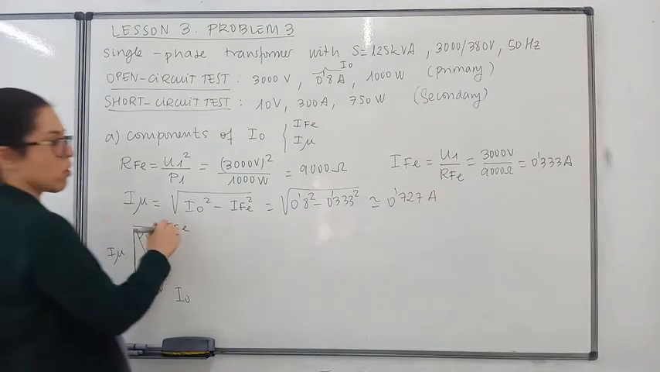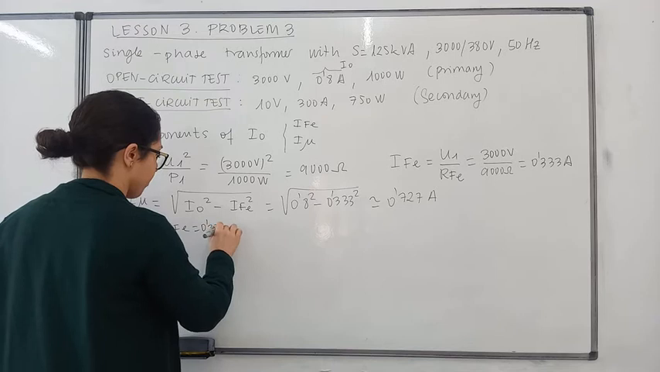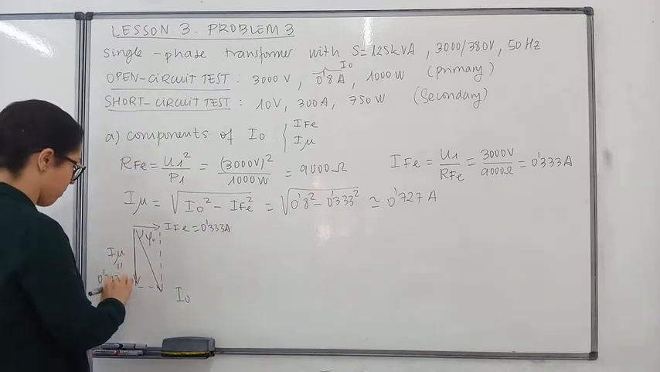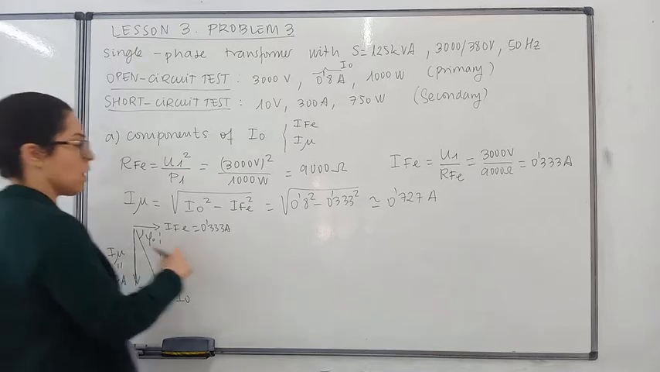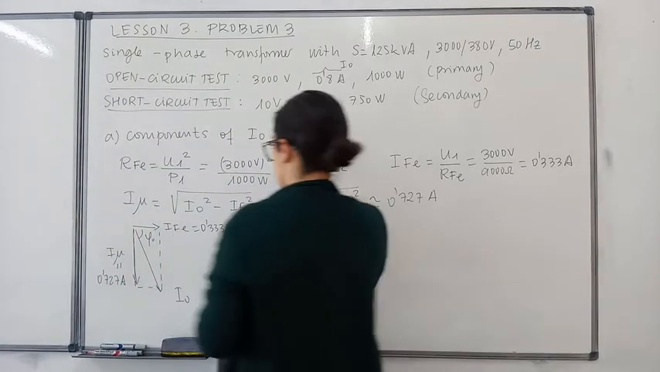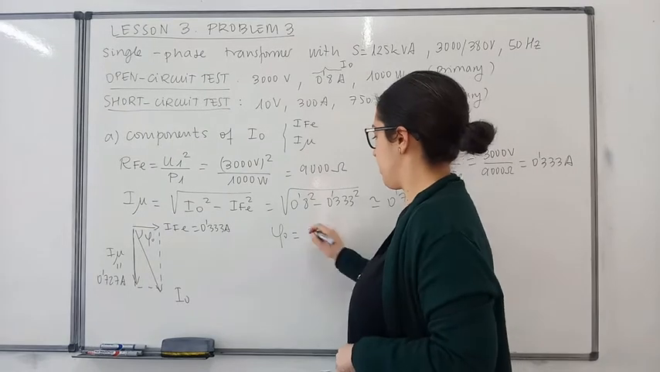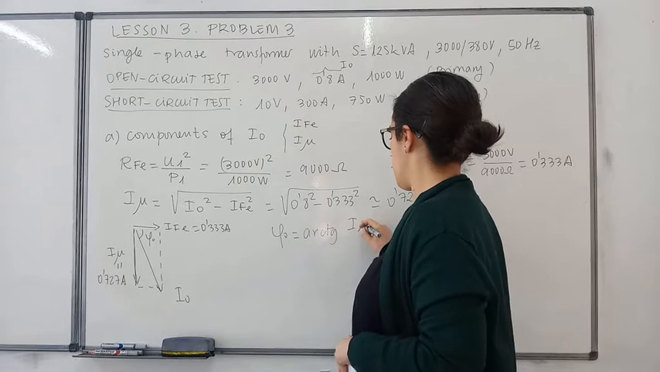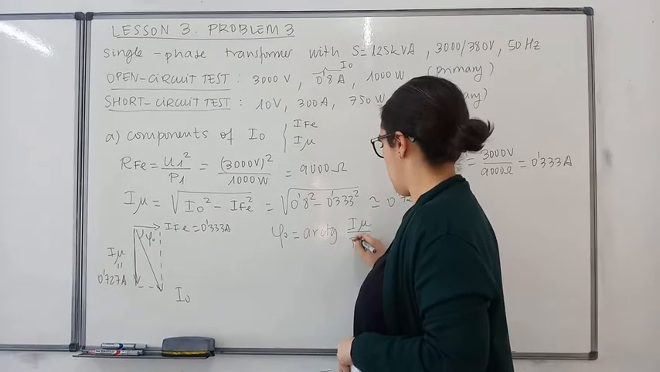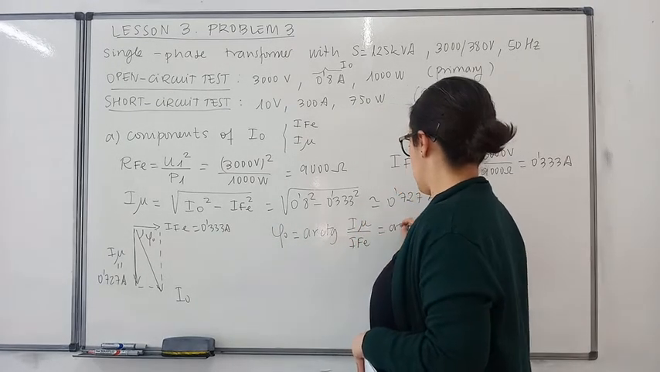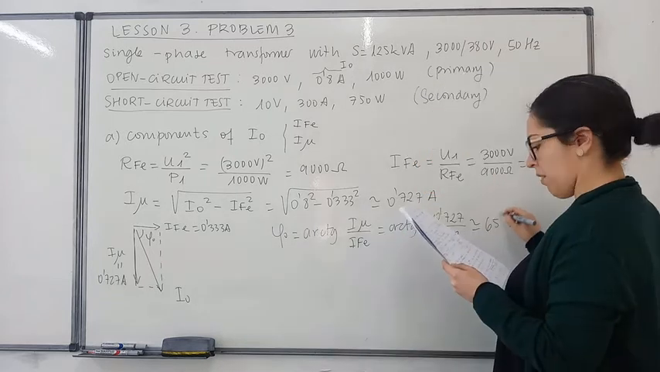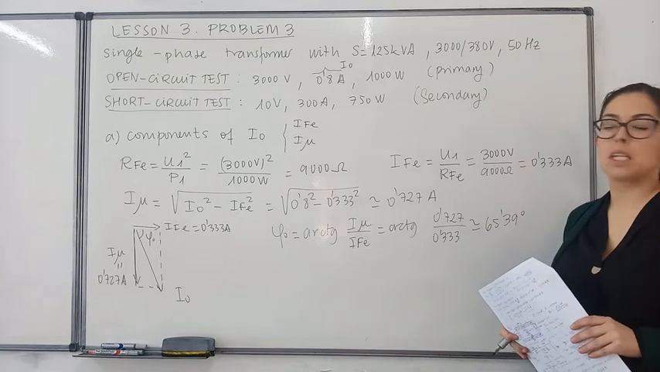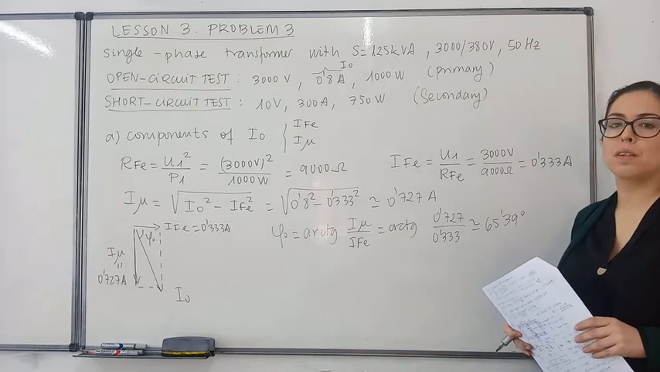So the approximate result for the magnetizing current is this. The current of iron losses and the magnetizing current. So what is the angle now? The angle can be obtained as the arctangent of the magnetizing current divided by the current of iron losses. That is 65.39 degrees. So these are the components and the angle of the no-load current.